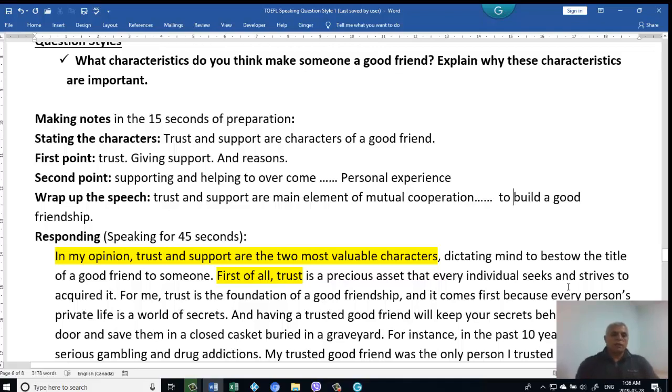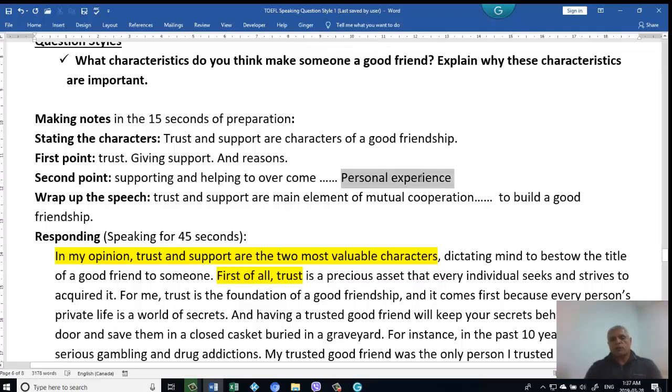Making notes in the 15 seconds of preparation. Stating the characteristics: trust and support are characteristics of a good friendship. First point, trust, then giving support, and then we explain reasons why trust is very important. Second point, supporting and helping to overcome maybe some problem, then you continue.